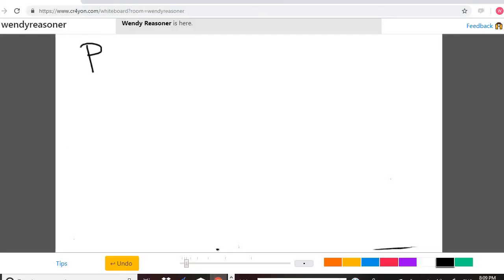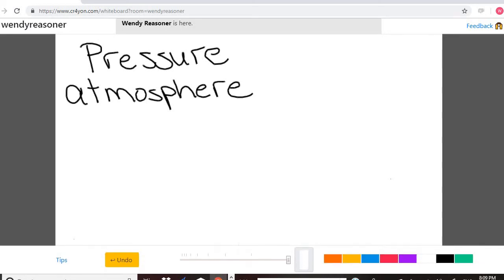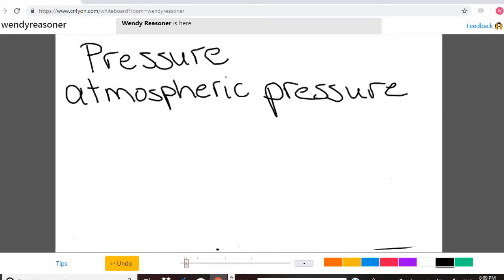Okay, how about pressure? How does pressure affect the ocean? So as you know, all the molecules that make up the atmosphere do press down on Earth with a certain amount of pressure, and we refer to that as the atmospheric pressure. And so on land, the atmospheric pressure is 1 atmosphere, 1 ATM.